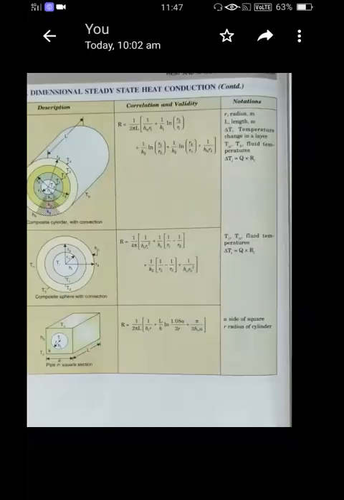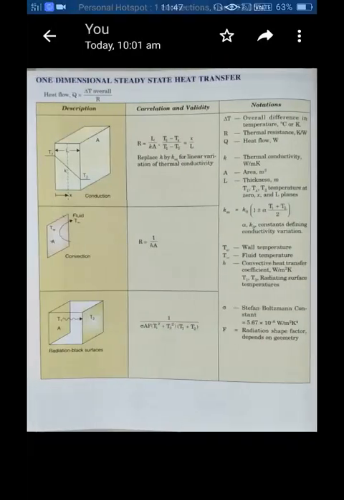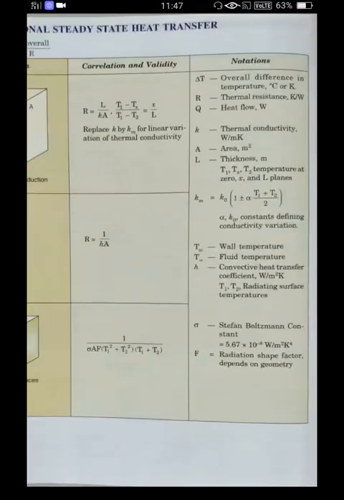Okay, now I will show the same in your data handbook. So this is the data handbook, page number 45 or so.